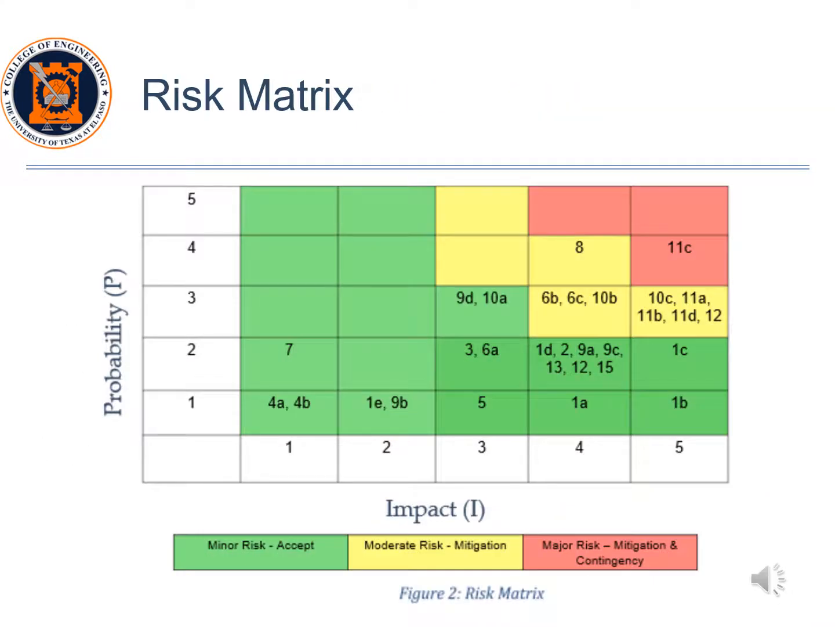This is a risk matrix for a glucose monitoring system. Each risk ID represented in the matrix can be tracked to the risk descriptions in the risk table, which will be shown in the next slides. For example, risk ID 4A, which is located on the bottom left box, has a risk description of device malfunction, no customer support, which can be found in the risk table.